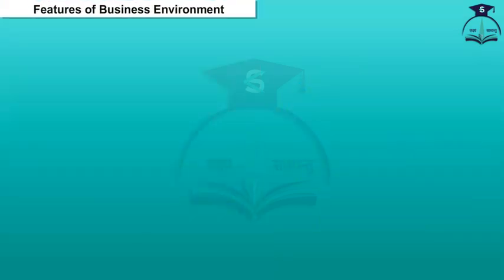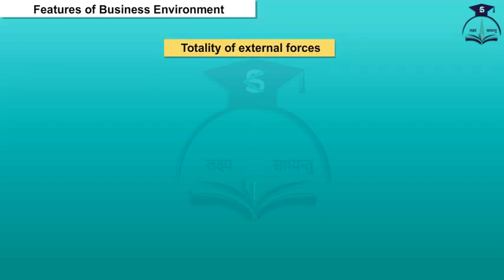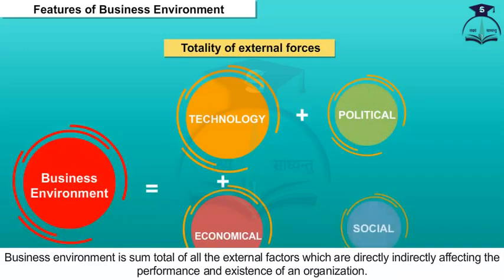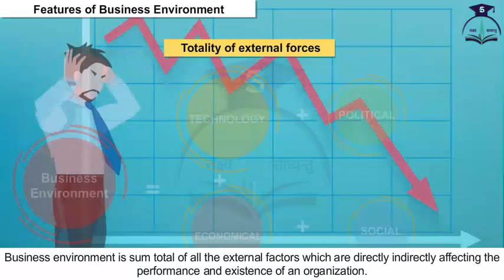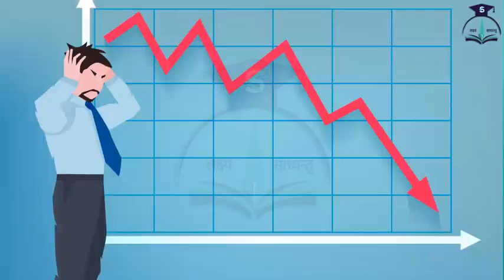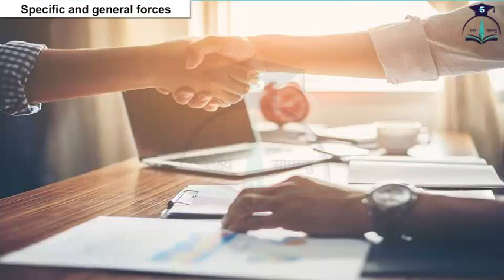Features of business environment. Totality of external forces. Business environment is the sum total of all the external factors which are directly or indirectly affecting the performance and existence of an organization. Specific and general forces.